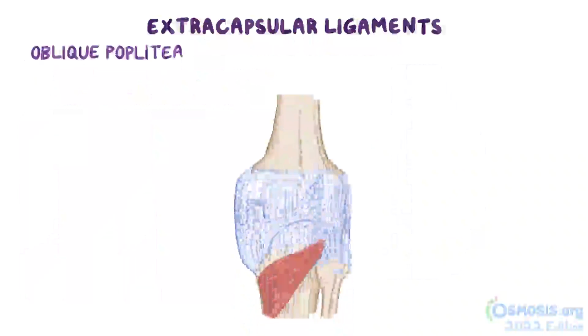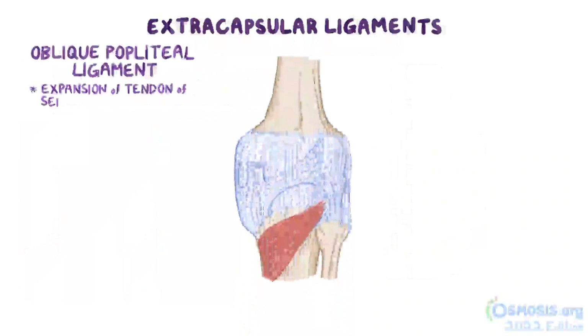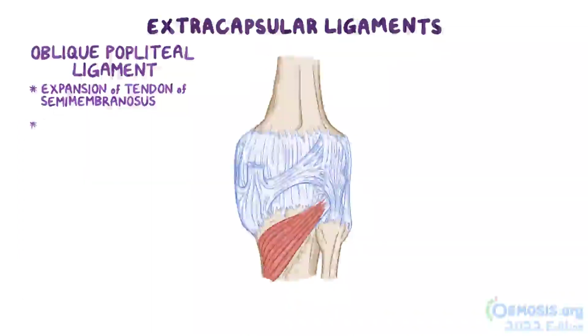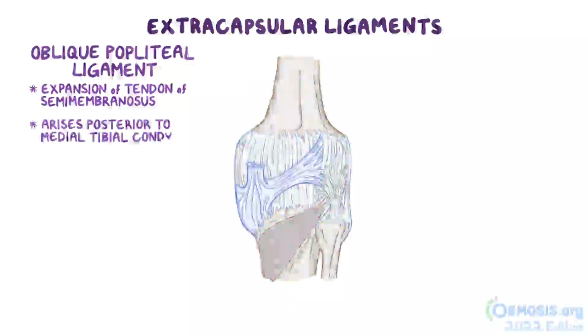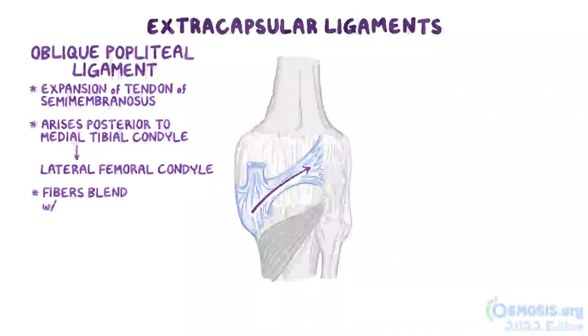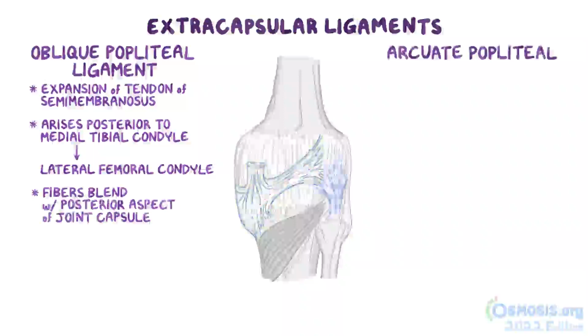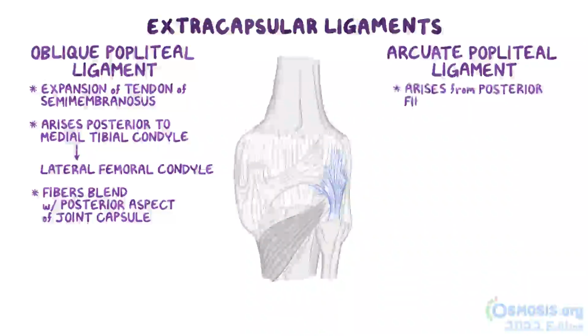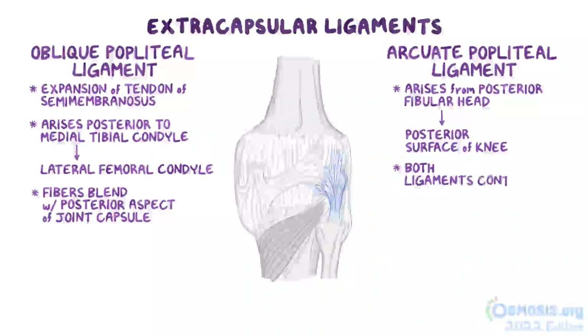Then there's the oblique popliteal ligament, which is an expansion of the tendon of the semimembranosus that reinforces the joint capsule posteriorly. The ligament arises posterior to the medial tibial condyle and passes superolaterally toward the lateral femoral condyle, blending with the central part of the posterior aspect of the joint capsule. And finally, the arcuate popliteal ligament strengthens the joint capsule posterolaterally. It arises from the posterior aspect of the fibular head and spreads over the posterior surface of the knee joint. Both the oblique and the arcuate popliteal ligament are thought to contribute to posterolateral stability of the knee.